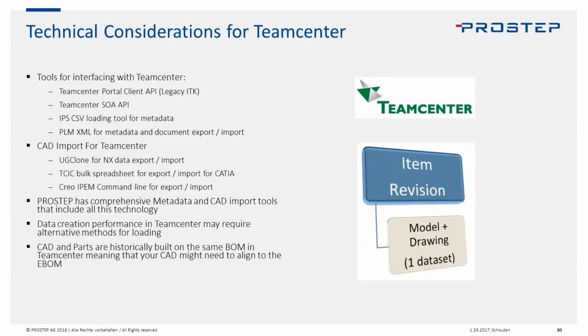These support different features. If you want to move in users, you probably need to use something like PLM XML or a client SOA API. If you want to move in data, you probably want to use a SOA API again, or IPS. IPS does not work well at all with moving in CAD data. So you need to use another tool for that. For UGNX data, UG clone. For CATIA data, TCIC, and for Creo data, there's an IPEM command line import-export tool.